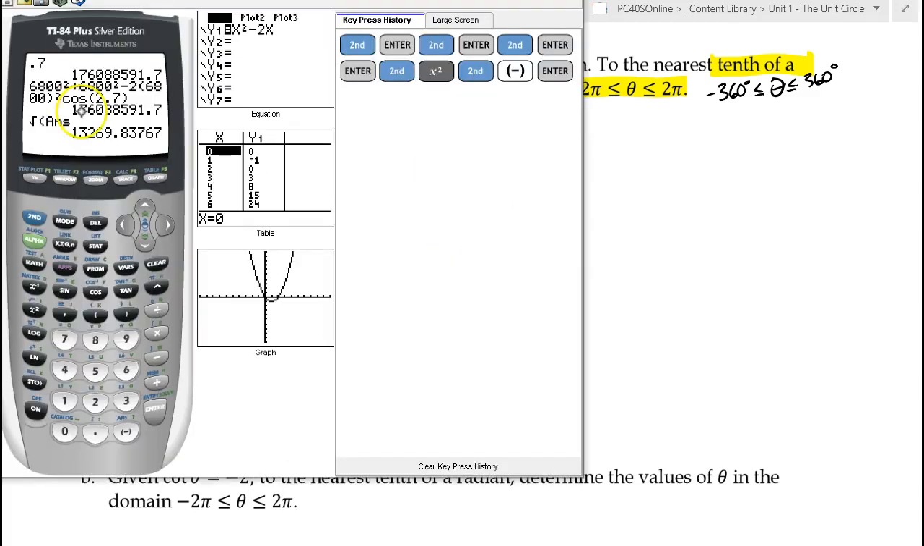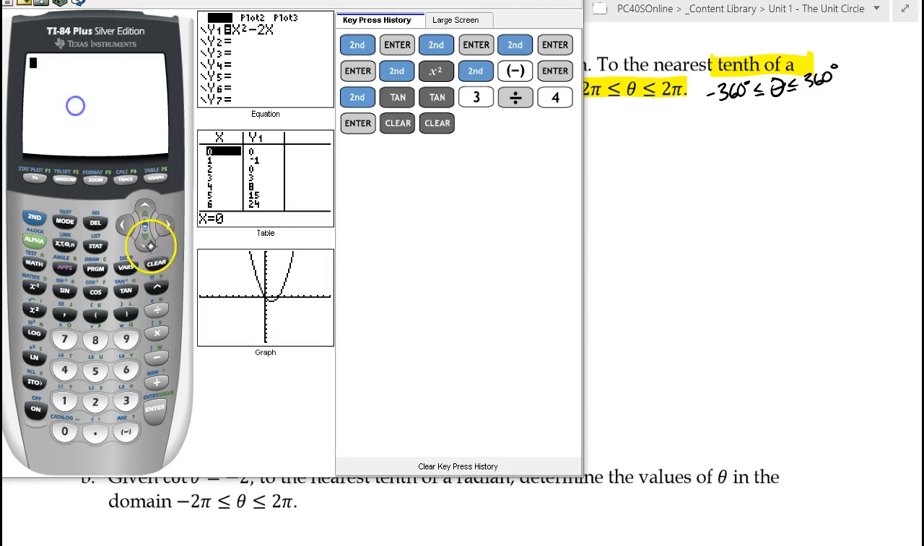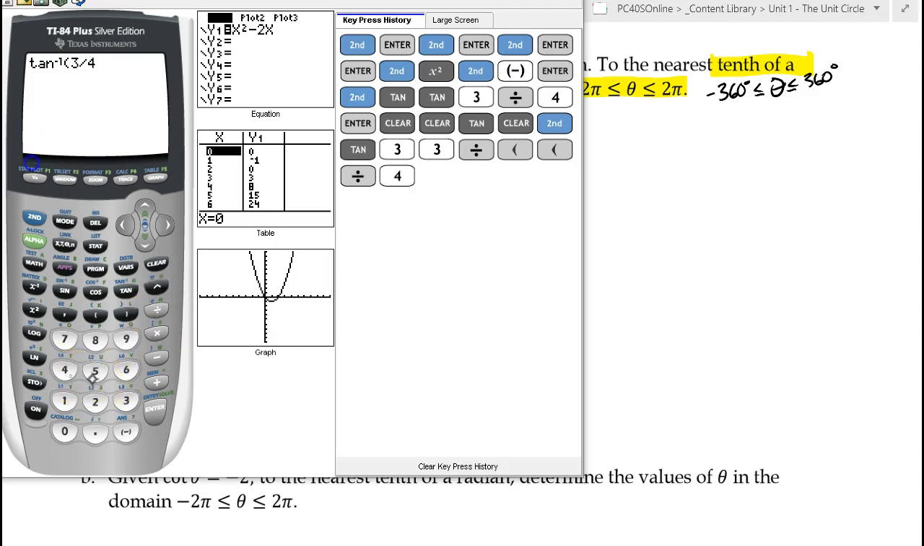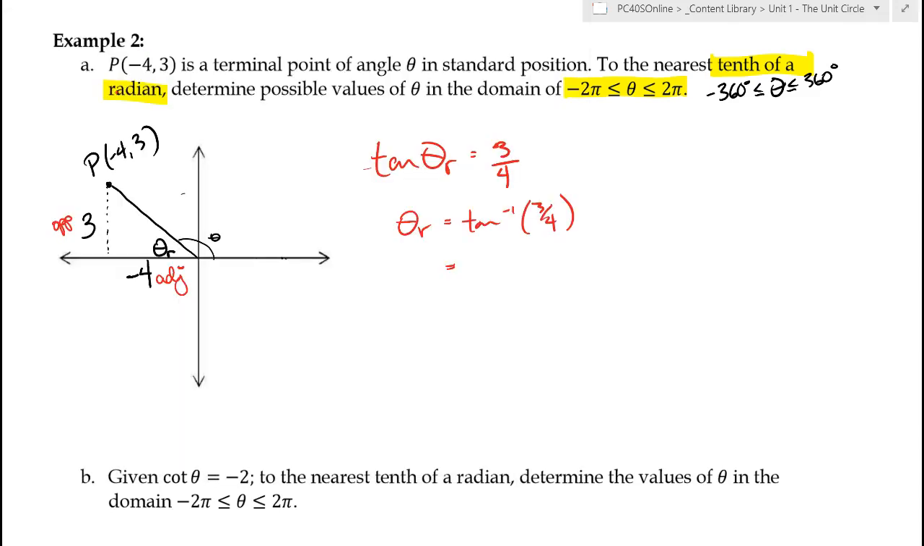So again, bear with me. I've got second function tan 3/4, and again, oops. Oof, it's not liking me today. That's going to give me 0.64 as my reference angle, or even just 0.6 since it's asking for the nearest tenth of a radian. But that's my reference angle. That's not my actual angle.